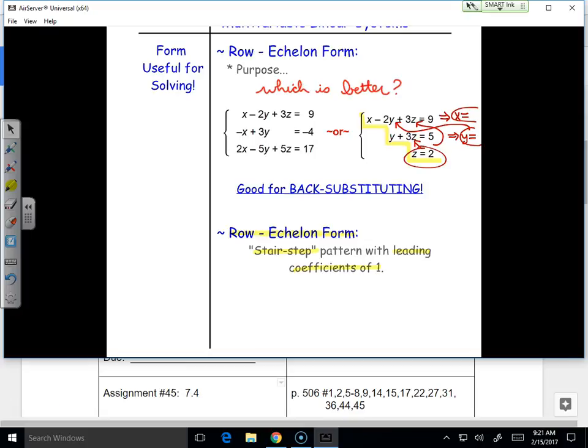The reason we love the stair step is because you already have one solved for. Go plug it in the one above, solve for the other. Go plug both of those up above and solve for the last.